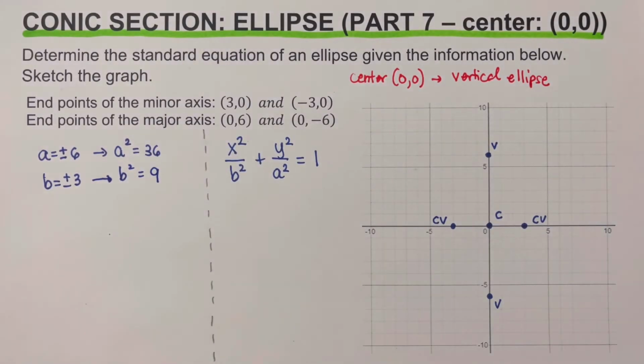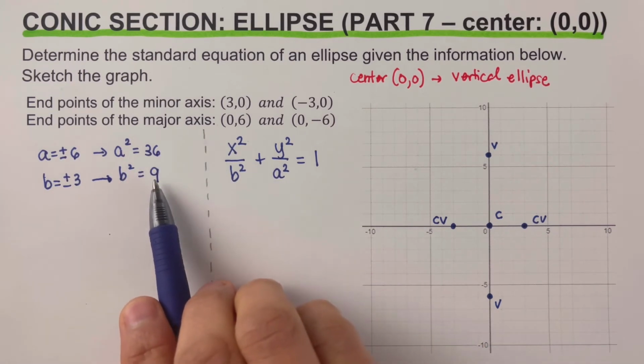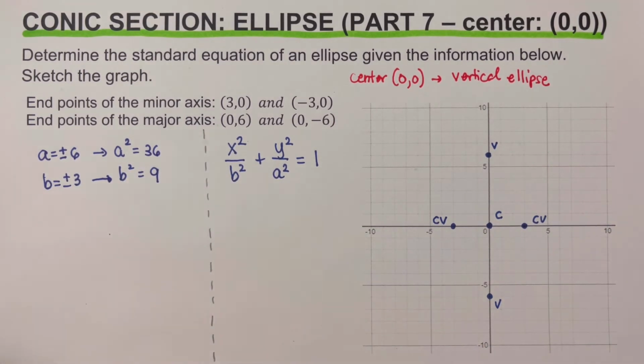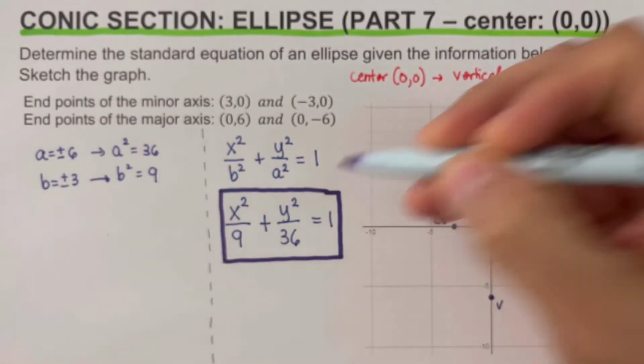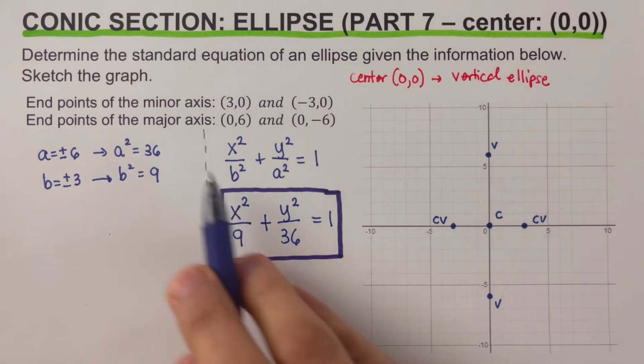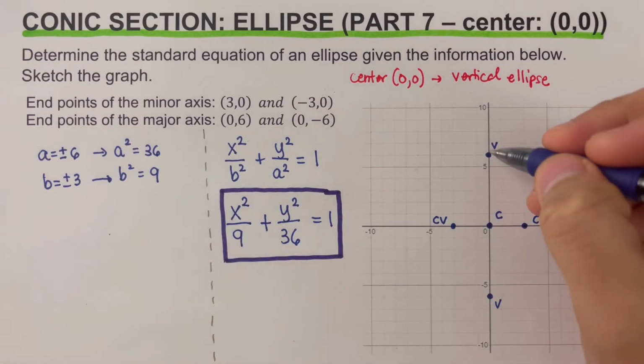So what we do is we plug these values into the A squared and B squared right here, these 36 and 9 respectively. And so we are able to get the equation. Okay, so this is the equation for this problem right here. And so we can go ahead and sketch the ellipse here.